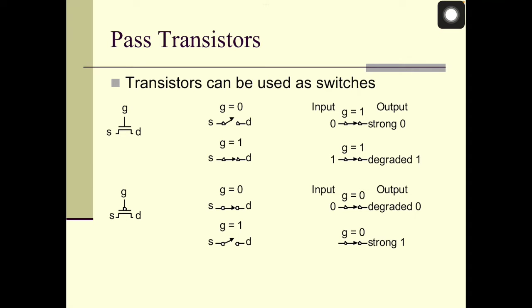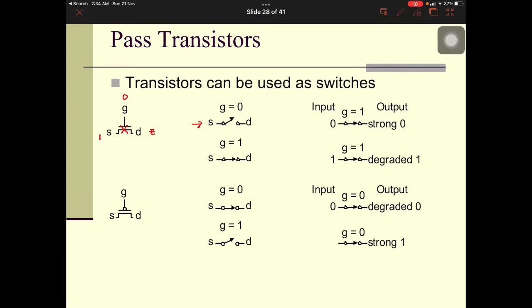As you know, if we put an input at the source, so let's say we put a 1 over here and the gate is set to a 0, we can see that the NMOS is off. So now the drain will not get anything. It will be a Z. So it acts like an open switch.